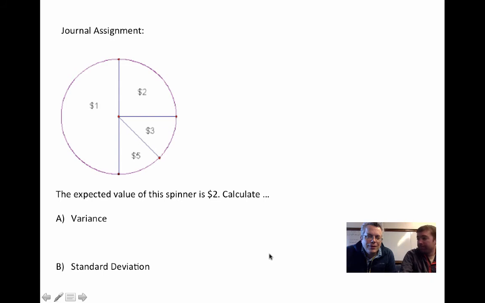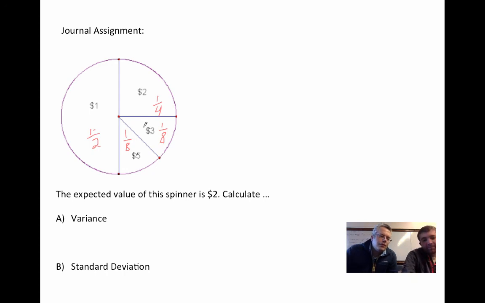What's next? Here we calculated the expected value in yesterday's video, and it's $2. You expect to win $2 from this game. Maybe we can label the probabilities, just in case it's hard to see. Winning 1 has a 1/2 chance, 2 has 1/4, a 1/8 chance of winning 3, and a 1/8 chance of winning 5.